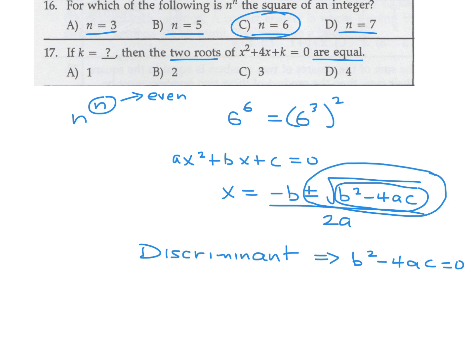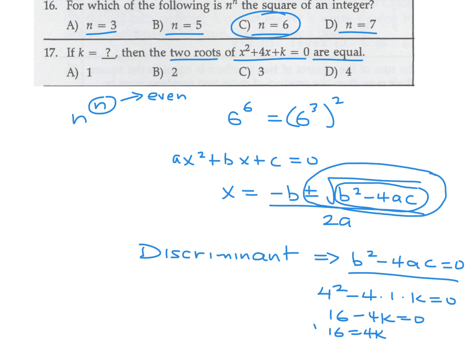Okay, so we have to set this equal to 0 using this equation. So that looks to me like 4 squared minus 4 times 1 times k, right? So that's 16 minus 4k is 0, and therefore 16 is equal to 4k, and therefore k is equal to 4. K is equal to 4, and therefore number 17, the answer is D.